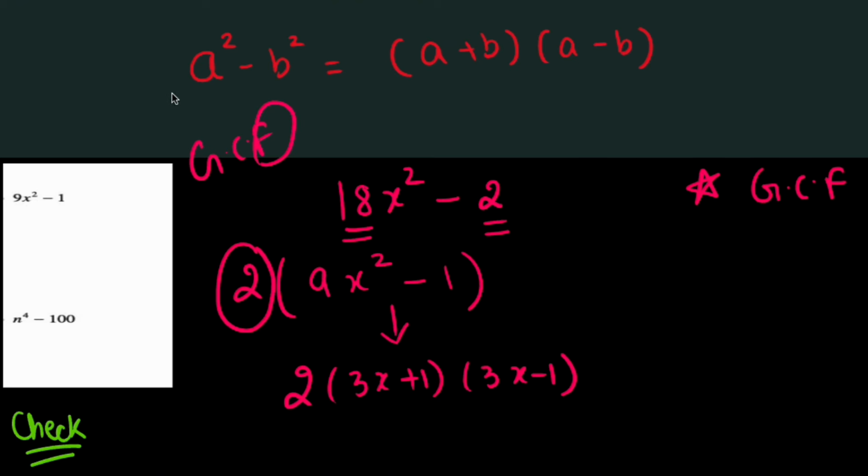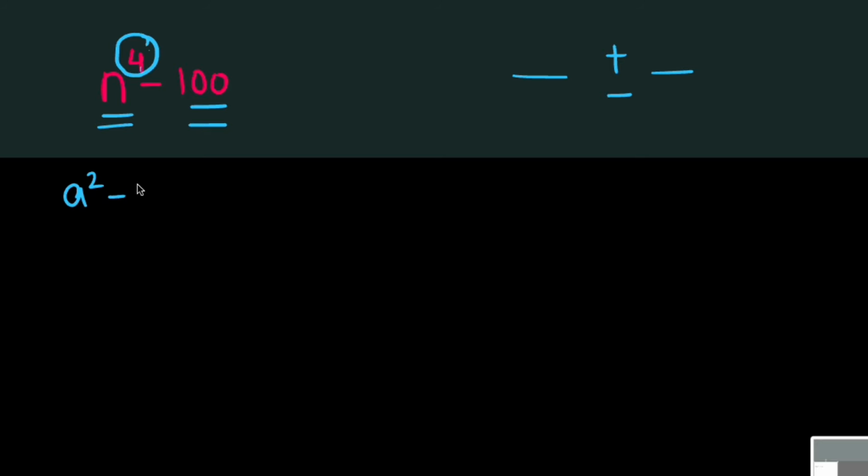All right, let's go ahead and do another question. Number 4. I have n to the power of 4 minus 100. So in the beginning, I know that students struggle to see the special case here, but remember, check if you have two terms, is it a binomial, and then check if the power is an even number. If it is an even number power, then we can convert it into a squared minus b squared form.